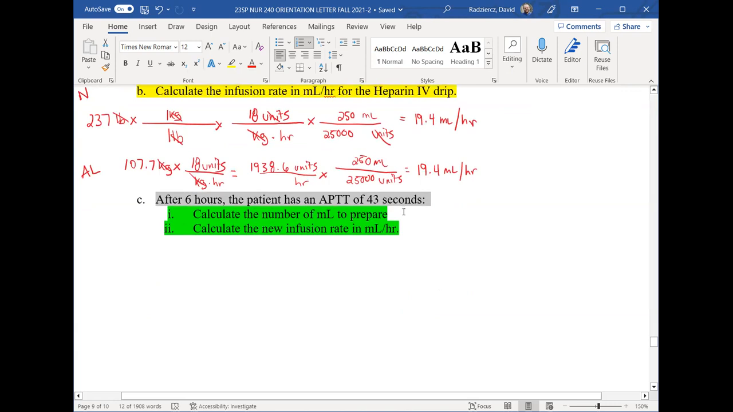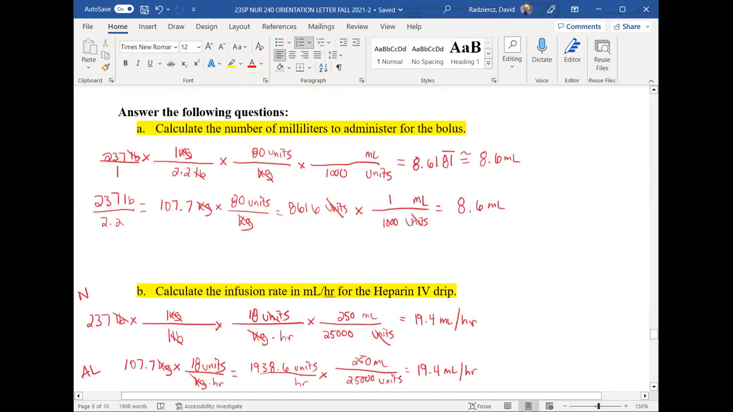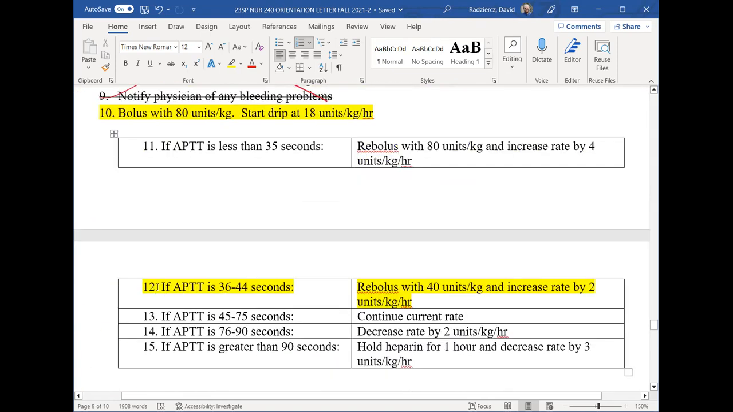So when it says calculate the number of milliliters per hour, we have to look and see, well, what are we doing here? So APTT of 43 seconds. I'm looking at step 12. It tells me APTT, the range is 36 to 44 seconds. So I know that that's the range that I want to be working with. It says step 1, rebolus with 40 units per kilogram. So remember, our initial bolus was 80. So we're actually going to do half of the original. Then it tells me to increase the rate by 2 units per kilogram per hour.